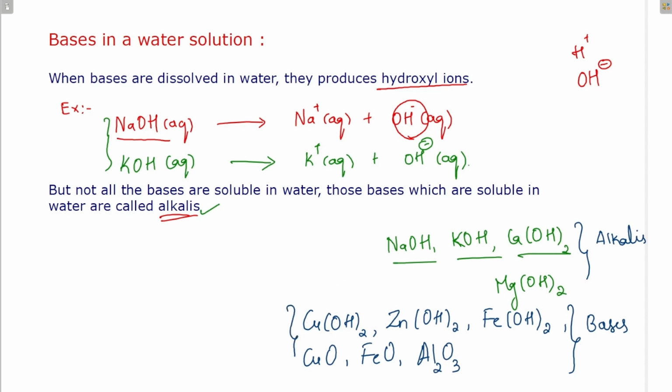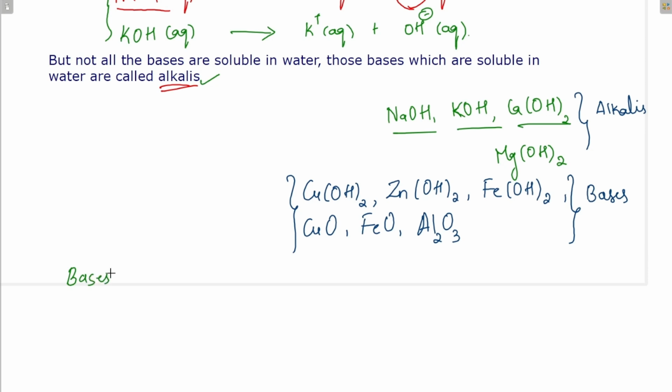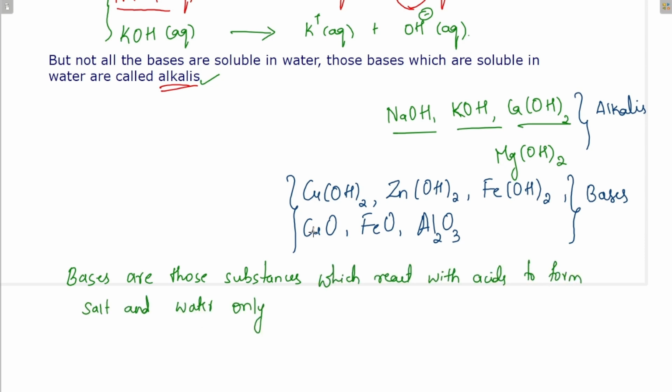Then why do we call these bases? Because we have the definition of a base: bases are those substances which react with acids to form salt and water only. All these are bases because they form salt and water only when they react with acids. So these are called bases.